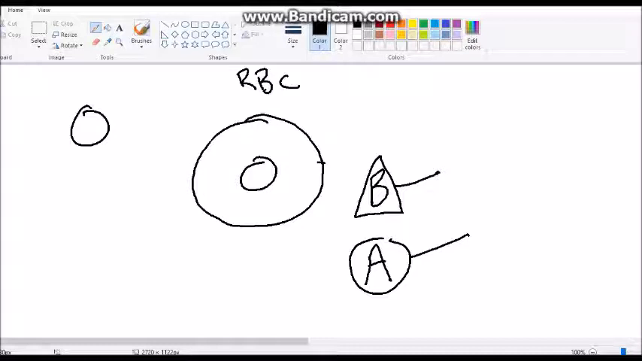There's A and B. Whether it's on the blood cell or in the plasma itself determines what type of blood it is. If it's A, there's going to be an A marker. If it's B, there's going to be a B marker. If it's AB, there's going to be A and B, and if it's O, then there's going to be no marker, and then the opposite would be within the plasma.